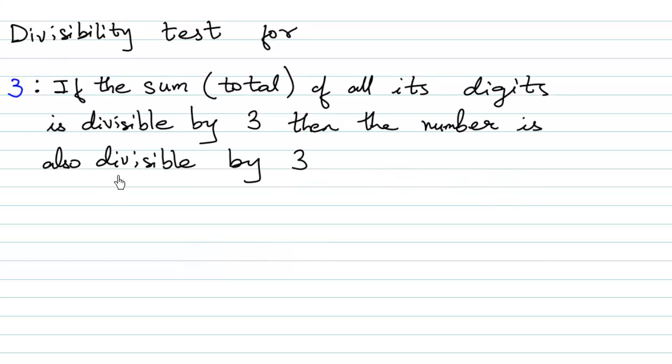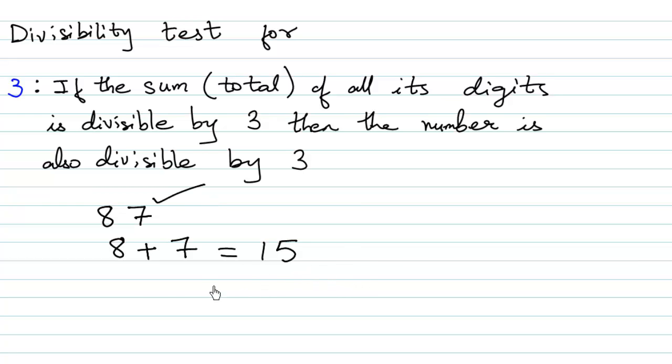Then we have the divisibility test for 3. This is not that simple, but still it's simple enough. If the sum or the total of all its digits is divisible by 3, then the number is also divisible by 3. For instance, let's take 87. If I want to know whether 87 is divisible by 3 or not, just add the digits: 8 plus 7, and we know 8 plus 7 is 15, and we know 15 comes in the table of 3. So this number 87 is also divisible by 3.